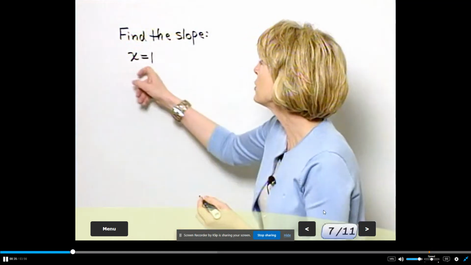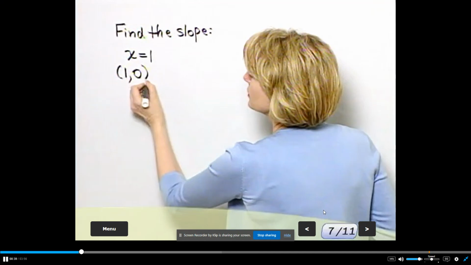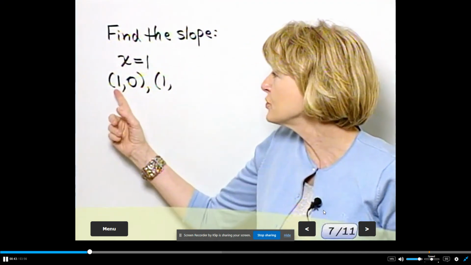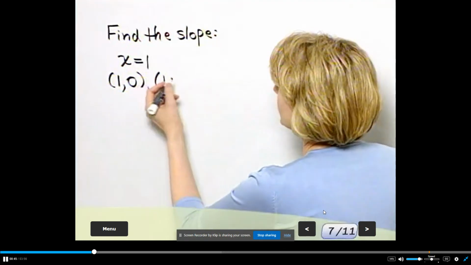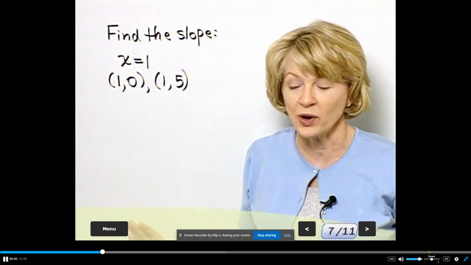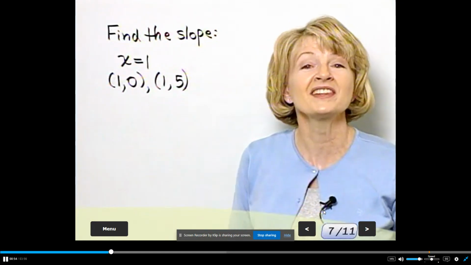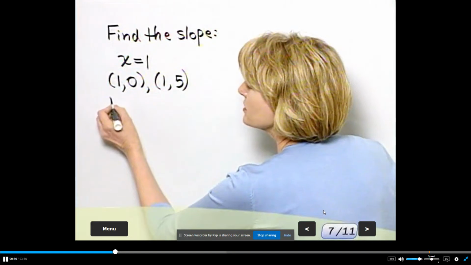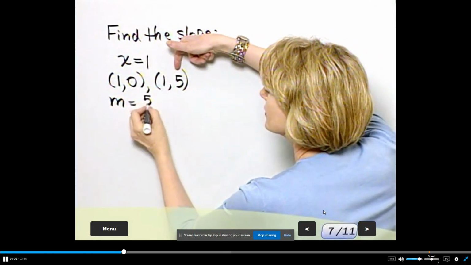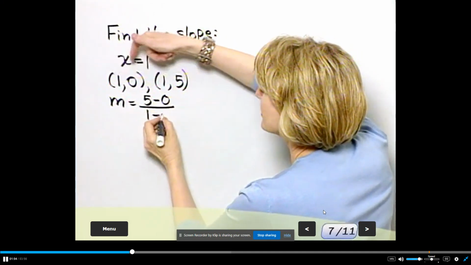For example, we know as long as x is 1, we have an ordered pair solution of this equation. So I'll just choose (1, 0) and (1, 5). Makes no difference as long as x is 1. So here I have 2 points on the graph of this equation. Let's find the slope by using the slope formula. It is y minus y over x minus x.